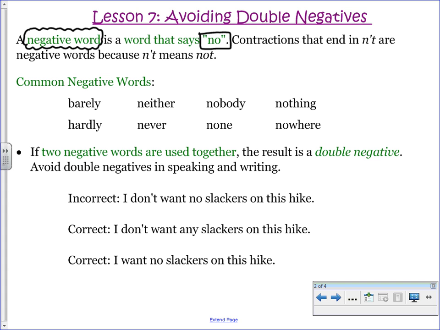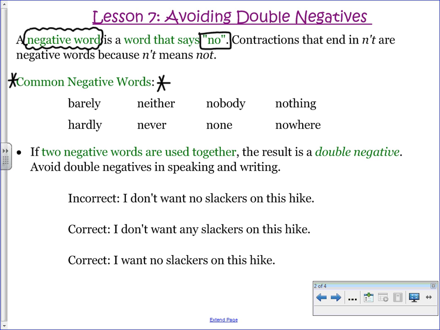So any of our contractions that we've practiced before that end in the n apostrophe t are negative words, because remember that n apostrophe t just means not. And then some other common negative words that you might want to remember that are not contractions are listed here: barely, hardly, neither, never, nobody, none, nothing, and nowhere.